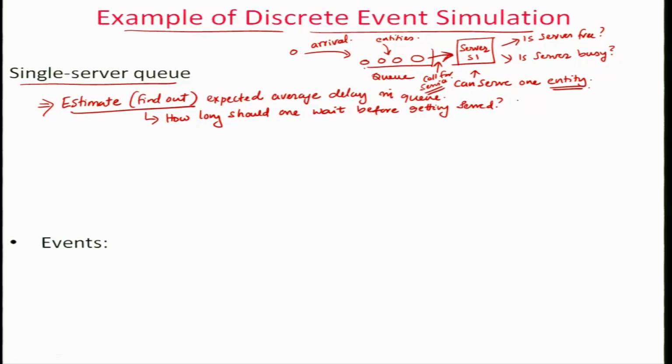This is the big question that is to be answered as part of this: how long you should wait before getting served. That is why you study a system like this. And what are some of the state variables of this? The major state variables include, one, the status of the server.